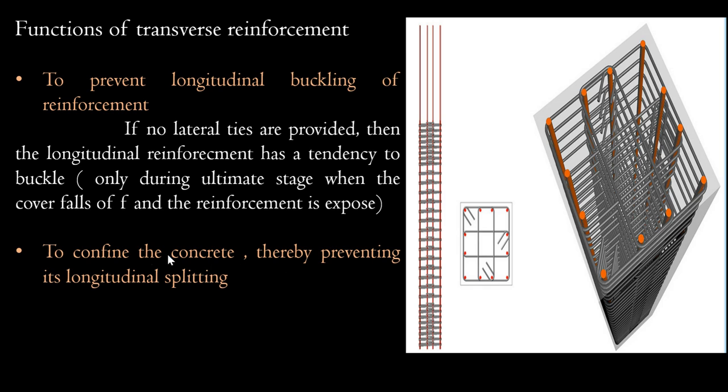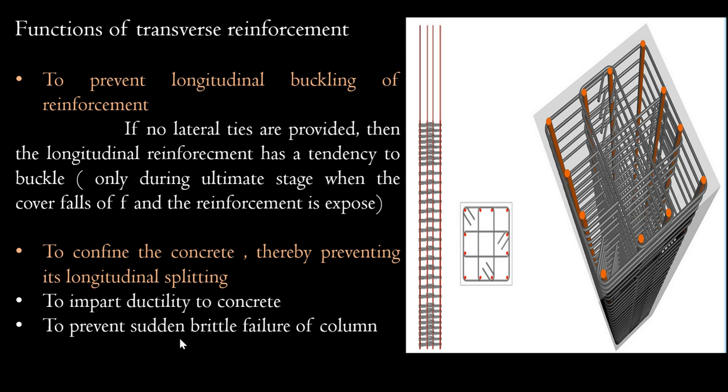The second one is to confine the concrete, thereby preventing its longitudinal splitting. That is, this will confine the main concrete inside like a cage, and as a result it won't split, it won't fall off. The third is to impart ductility to the structure, to prevent sudden brittle failure of the column. So that is the function of transverse reinforcement.